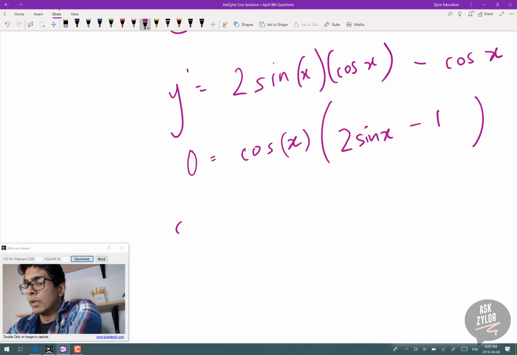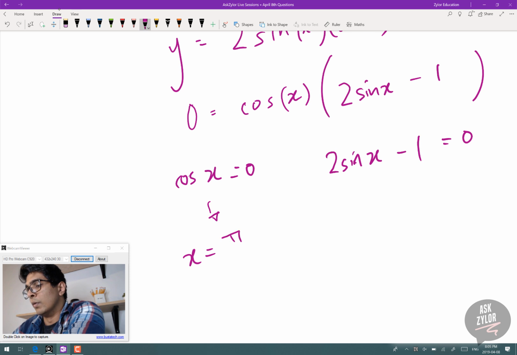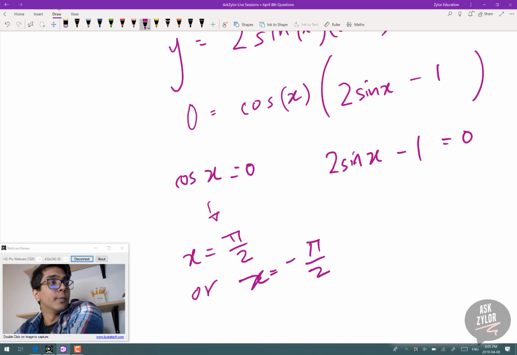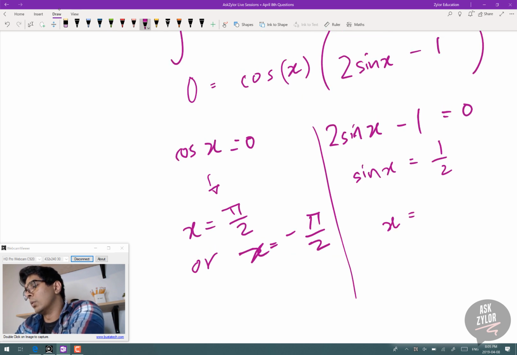So then I can look at when is cos x equal to 0 and when is 2 sine x minus 1 equal to 0. So cos x is equal to 0 when x is either equal to pi over 2 or when x is equal to negative pi over 2. Right, and then 2 sine x minus 1, that's sine x is equal to 1 over 2. So x is equal to pi over 6 or 5 pi over 6.